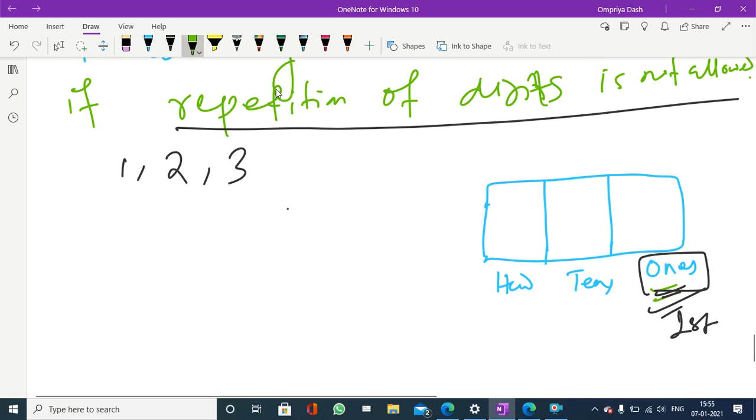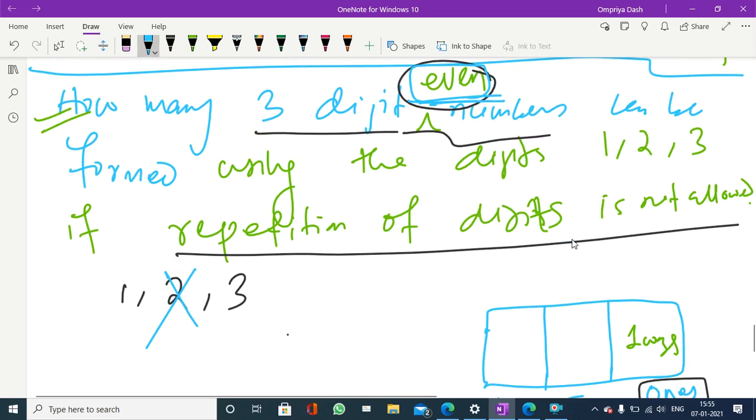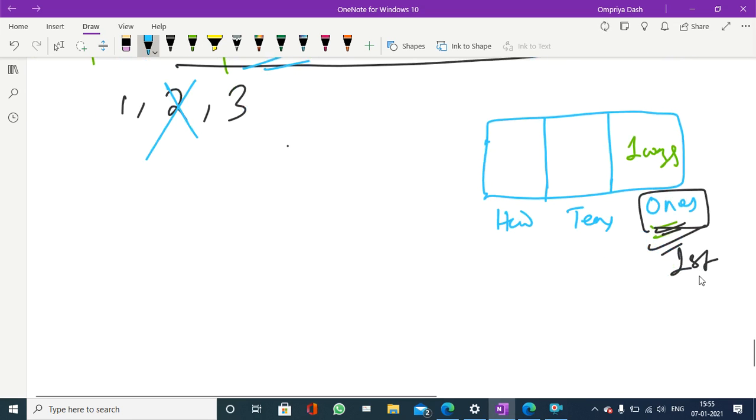Now in how many different ways can we fill the ones place? Only one way. Because I want to form a 3-digit even number, I can put only 2 here, not any other digit. I have only one way to do it. I have put 2 here, and it says repetition is not allowed. Not allowed means I cannot use the same digit more than once.